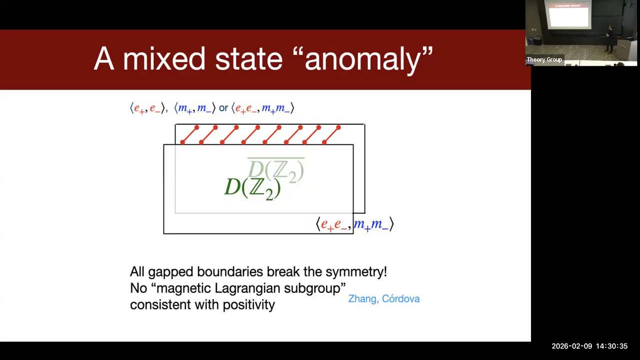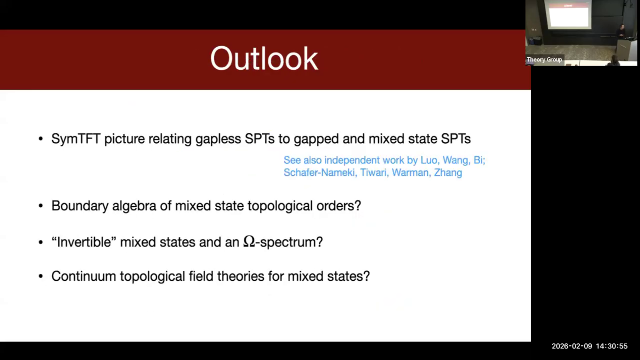So if this was just the usual Z2 times Z2 toric code, at this top boundary, I could have E plus M minus and E minus M plus condensed, but that would violate the positivity condition that we impose on the density matrix. So this is really something that's there only in this mixed state context.